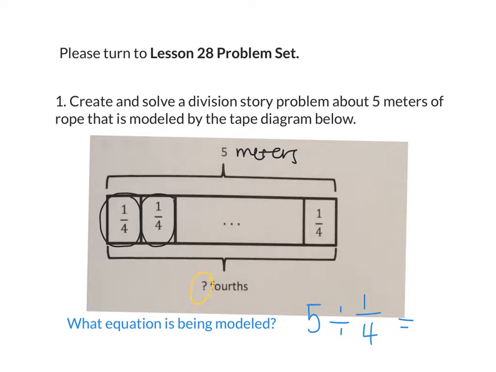But it tells us to write a story problem. So now, next to it, please write a story problem about 5 meters of rope that's modeled by this tape diagram. Let's take a look at some of these word problems or story problems that you've created. And let's talk about if it actually shows 5 divided by 1/4. Keep in mind that the equation we're trying to show, because the tape diagram shows, is 5 divided by 1/4. Okay? So let's take a look at this first one.